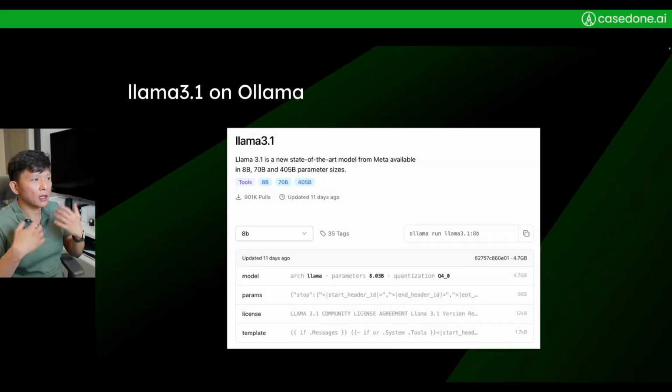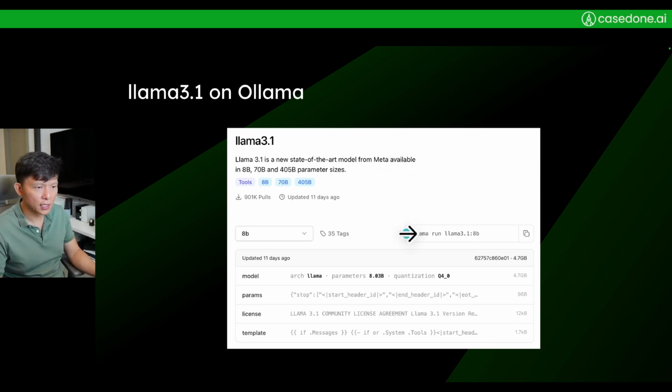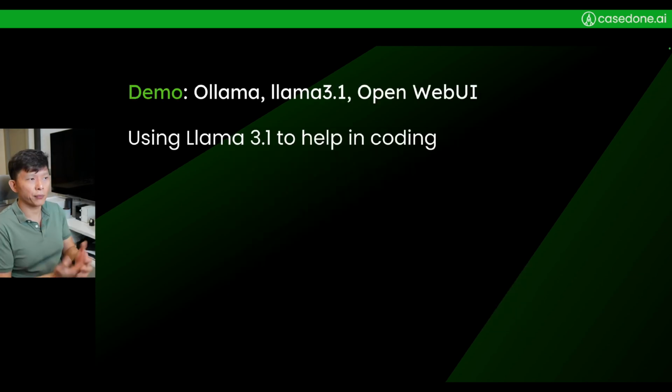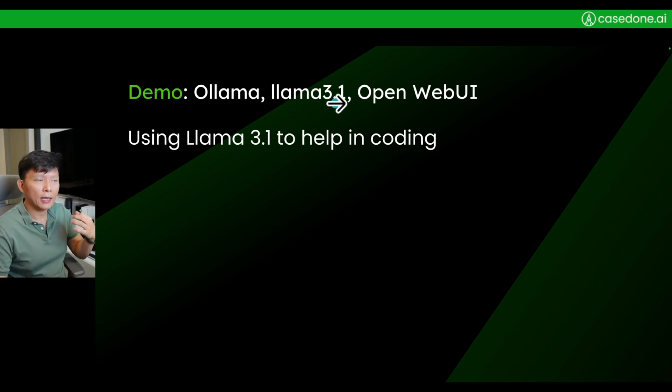As I mentioned, Llama 3.1 is now available, open source, and is on Ollama already. So as of today, you can pull the Ollama model to your local machine using this command. And I have done so. So let me just bring you a demo. I am going to use Ollama tool and the Llama 3.1 model with the Open WebUI to actually help me in coding, actually creating docstring for my code.